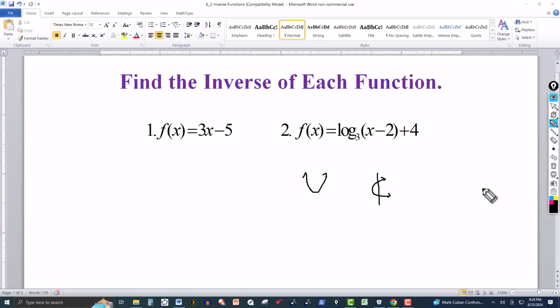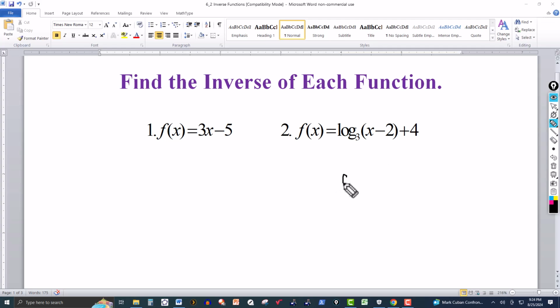Now if the function is 1-to-1, that means for every x there's one y, and for every y there's one x, then the inverse will be a function. For example, exponential functions are 1-to-1. Logarithmic functions are 1-to-1. And this is the way it works.